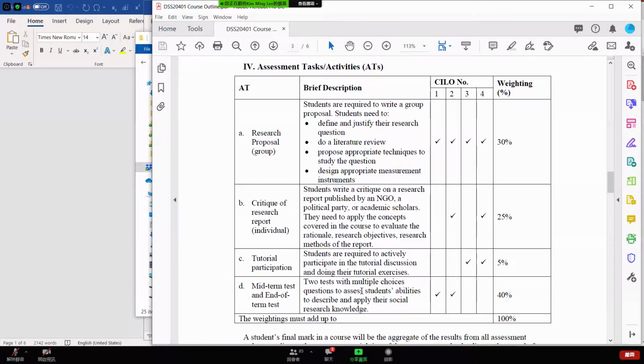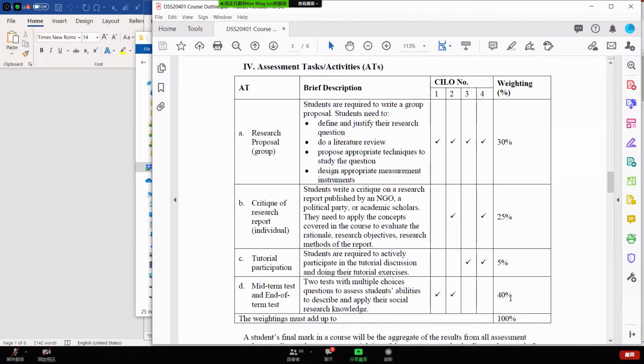I don't mind. You can have one end of term test or two, including a midterm test. It's up to you. Maybe in week 3 or week 4, I'll ask you your preference, whether you want to split them into two or do it all in one. So that is the component of assessment.